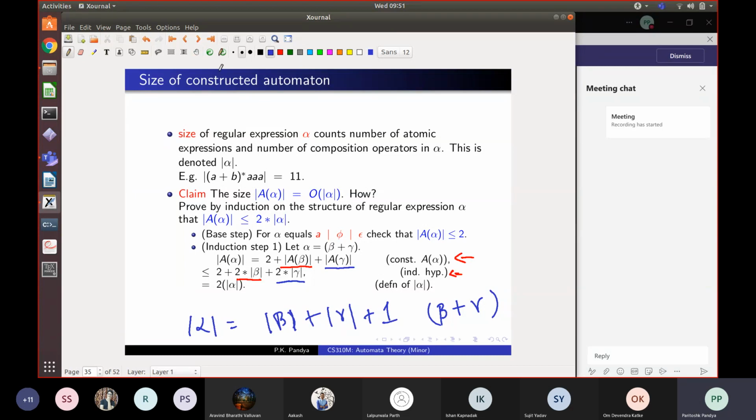Is this clear to you, this induction step for plus operator? Any questions there? I think the class is very, very silent.